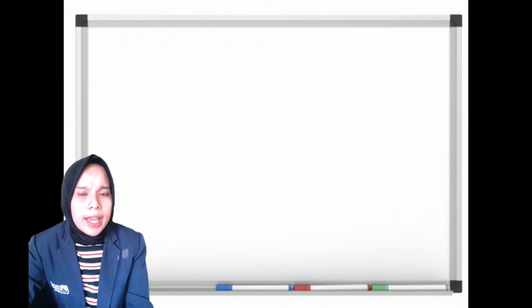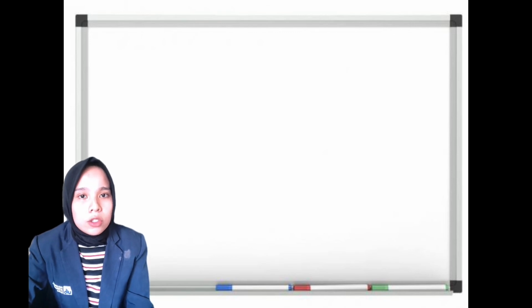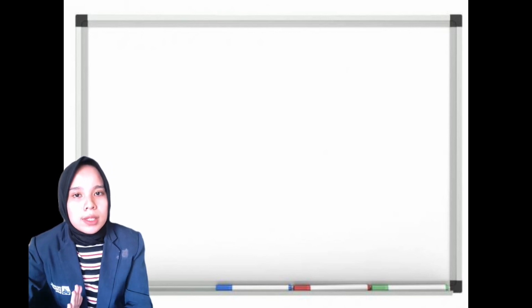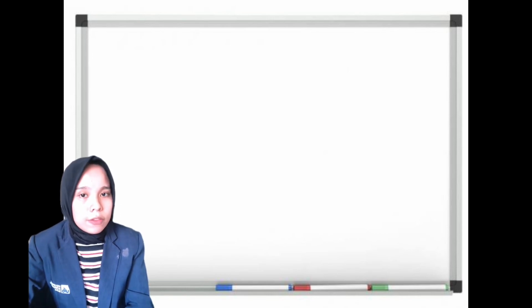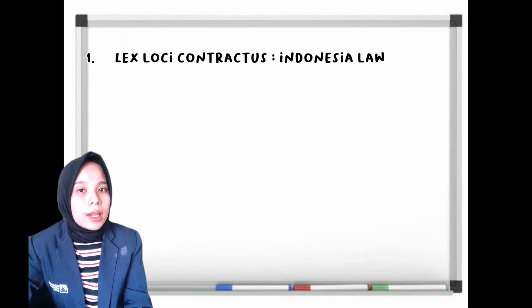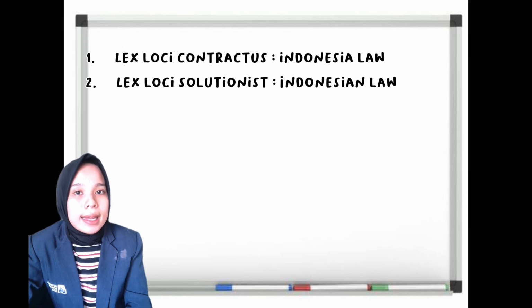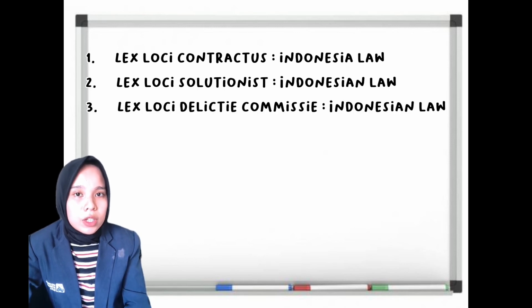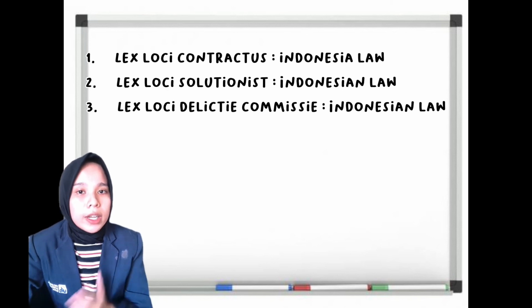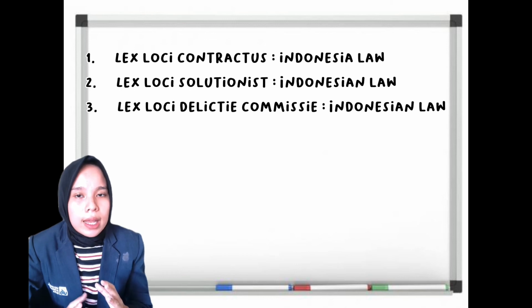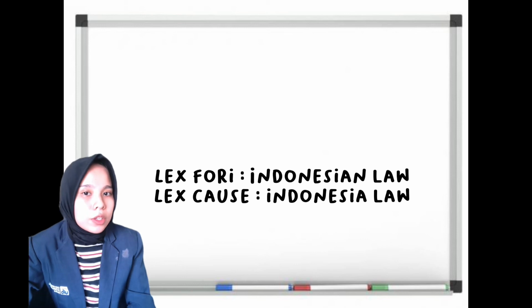So, because the case falls into the scope of private international law, the next step is to find the strongest links to answer which applicable law private international law uses, that is, secondary connecting factors. The first one, we know that lex loci contractus is Indonesian law, which is IPB University, and then lex loci solutionis is Indonesian law, and then lex loci delicti commissi is Indonesian law. So, the connecting factors or the strongest links are: lex fori is Indonesian law and lex causae is Indonesian law.